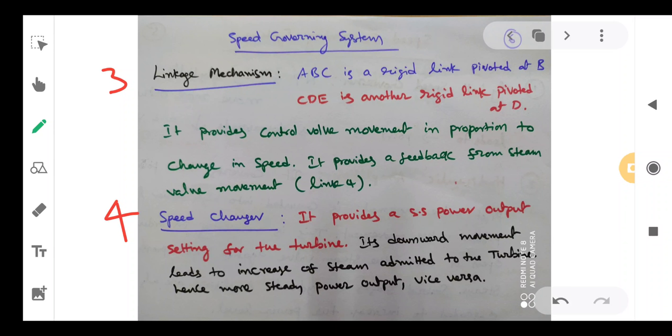Last one, speed changer. It provides the steady state power output setting for the turbine. So, downward movement of the speed changer increases the steam admitted to the turbine and hence the power output. These are the points already explained.